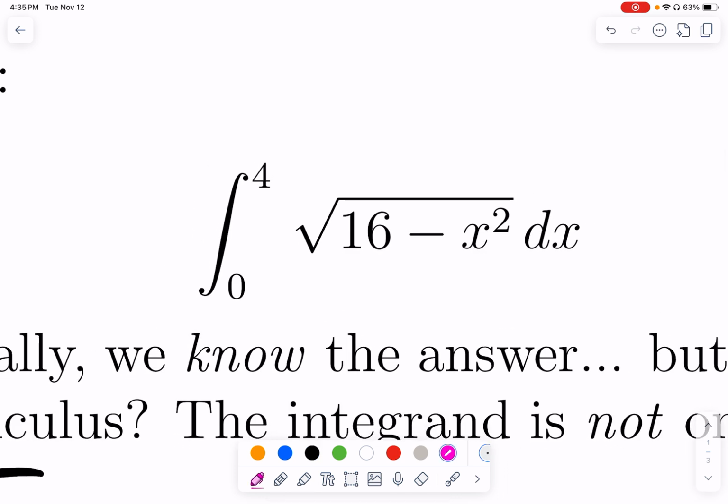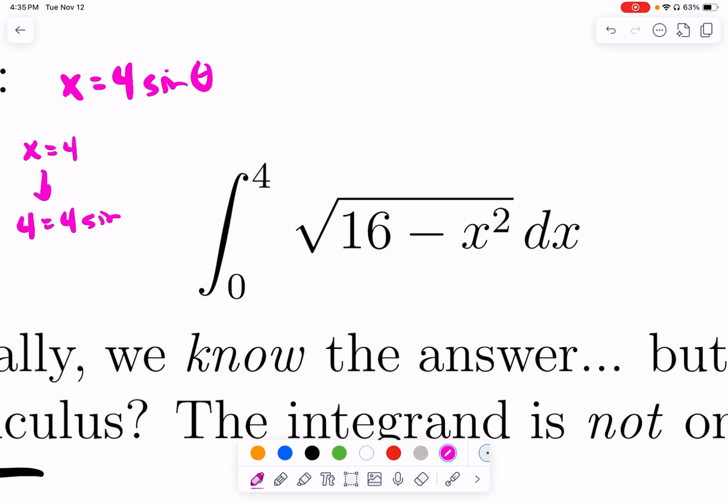So we said x is equal to 4 sine theta. So if x is equal to 4, that means 4 equals 4 sine theta. Sine theta equals 1. And for problems in this realm, we're always going to make the most natural assumptions in terms of being in the first quadrant whenever we think that's plausible. So theta would be pi over 2.